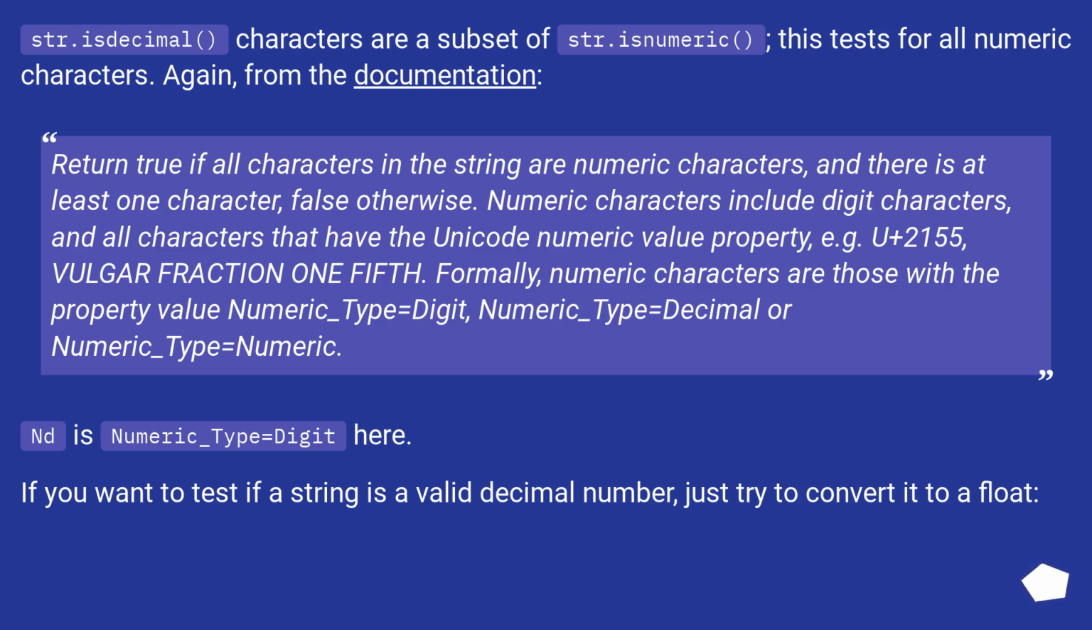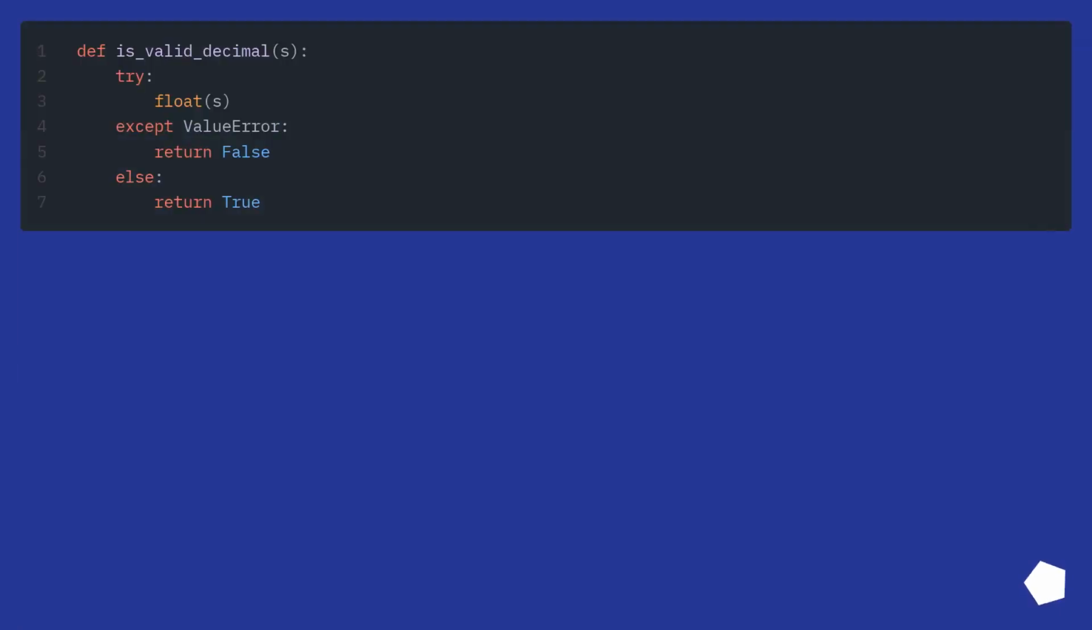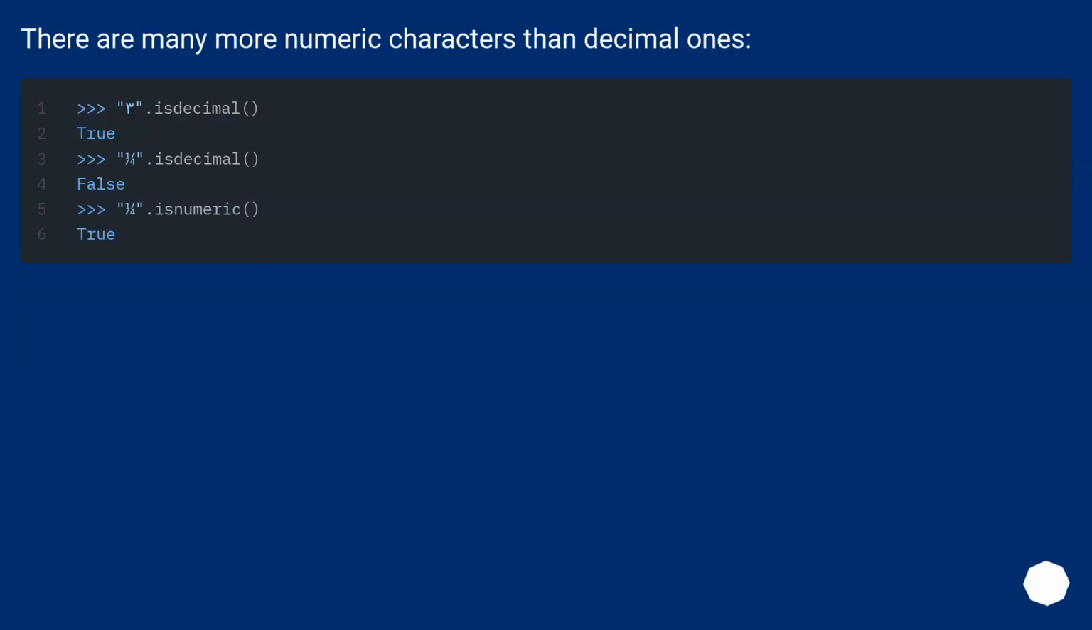Formally, numeric characters are those with the property value Numeric_Type=Digit, Numeric_Type=Decimal, or Numeric_Type=Numeric. Nd is Numeric_Type=Decimal here. If you want to test if a string is a valid decimal number, just try to convert it to a float. There are many more numeric characters than decimal ones.